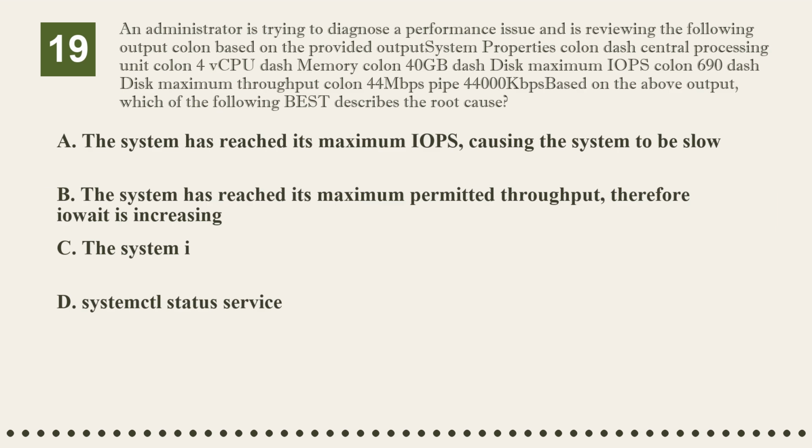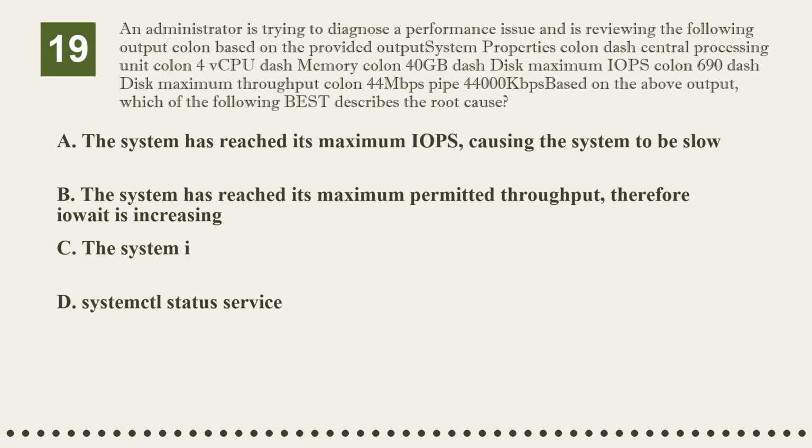Question 19. An administrator is trying to diagnose a performance issue and is reviewing the following output. System properties: central processing unit: 4 vCPU, memory: 40 GB, disk maximum IOPS: 690, disk maximum throughput: 44 Mbps, pipe: 44,000 kbps. Based on the above output, which of the following best describes the root cause?